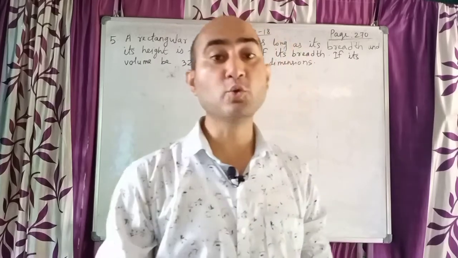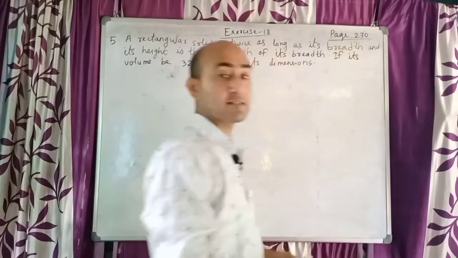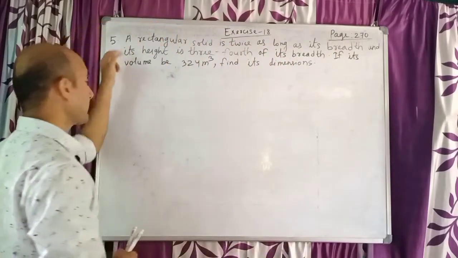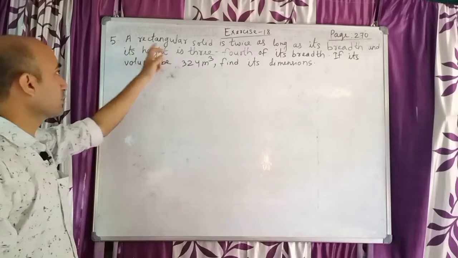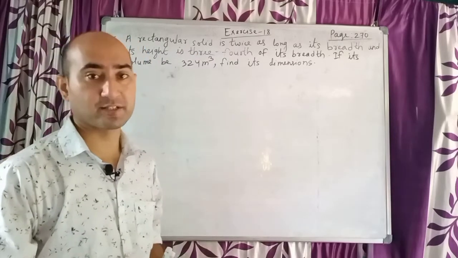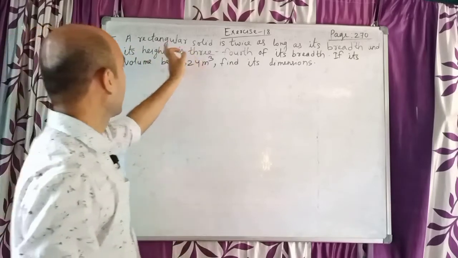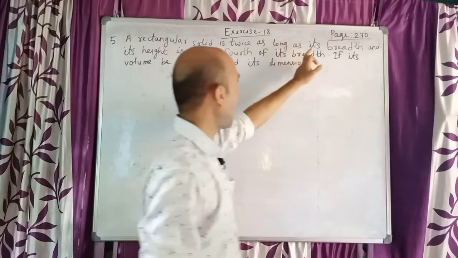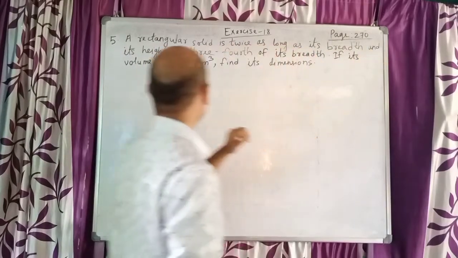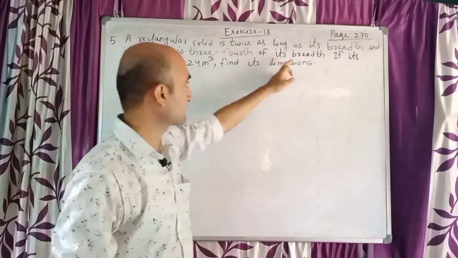We are learning cube and cuboid, chapter 18, page number 270. Let us discuss question number 5 today. A rectangular solid. Rectangular solid means it is a cuboid. It is twice as long as its breadth and its height is 3/4 of its breadth.